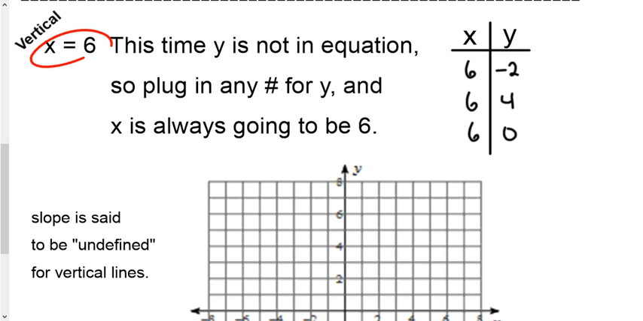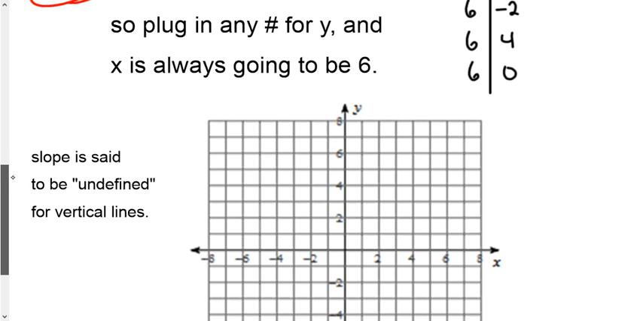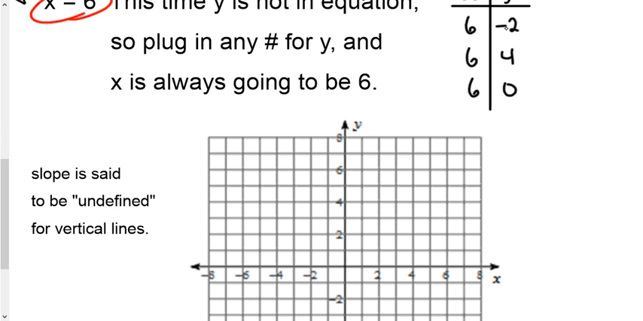Okay, here's your equation. There's no y in it, so it doesn't matter what y is. Plug in any numbers you want, keep them small, make it easier to graph. But the x is always going to be 6. So let's see here. 6, negative 2. Here we go. 6, positive 4. And 6, 0. As you can tell, it makes a perfectly vertical line. So let's go ahead and draw the line. And there we have it. That is our vertical line.